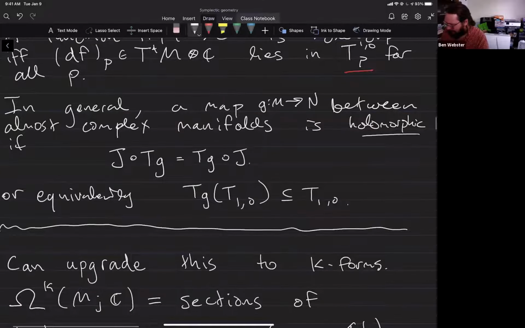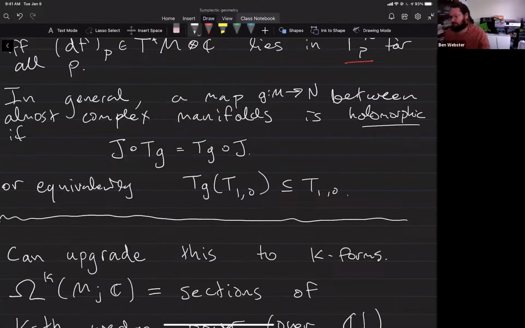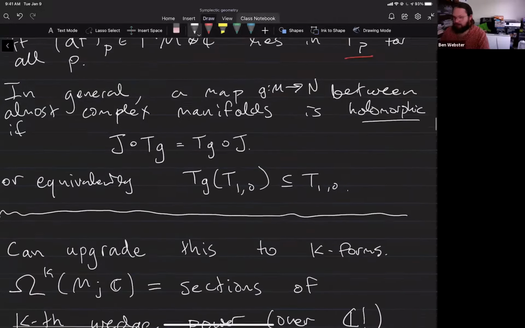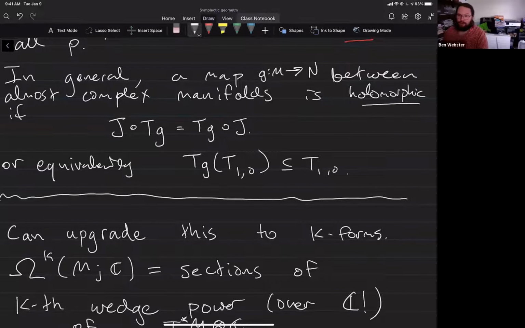Okay. And let me just say there's sort of a general notion of holomorphic maps between almost complex manifolds, which is just maps whose differentials always commute with J. And you can check that this notion of holomorphic up here is the same as this one. So this is kind of a more general repackaging of what the Cauchy-Riemann equations say.